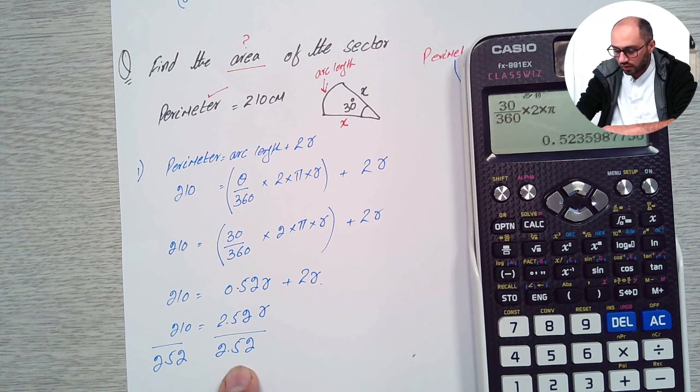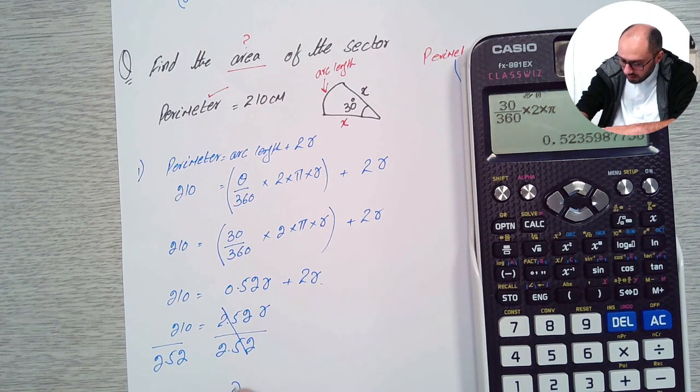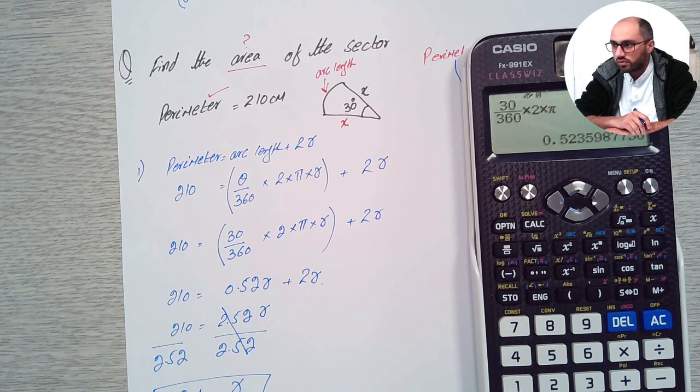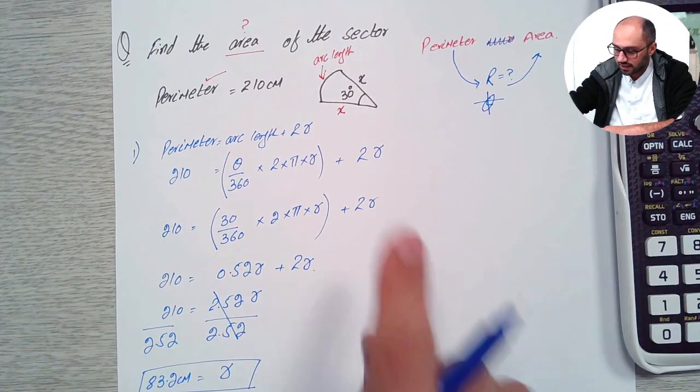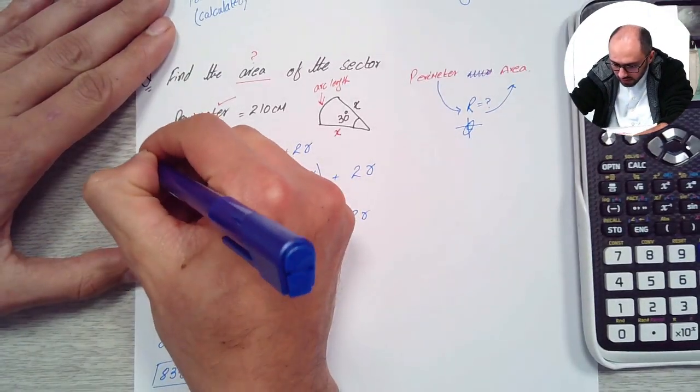If you don't know how to solve equations, click on the link provided in the description to watch the video on solving equations. These two will cancel out, giving you 1 on the right side. Just 1 times r will be r. On the left side, if you divide the two numbers together, the answer will be 83.2 centimeters. This is the value of the radius, which is r in this case. Once I know the value of r, I can write down, this is my step 1.